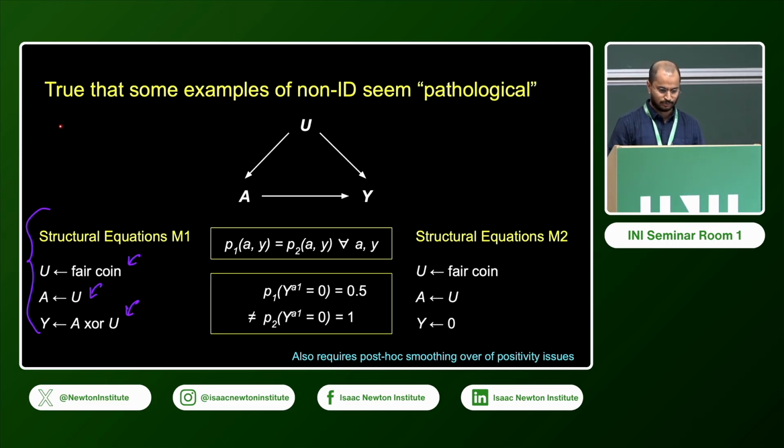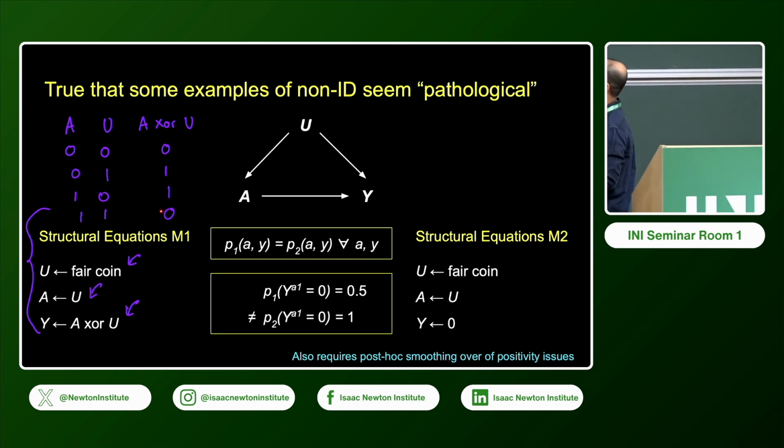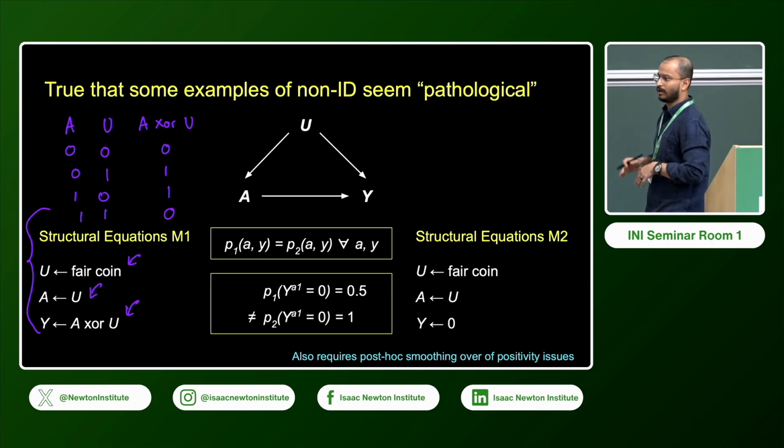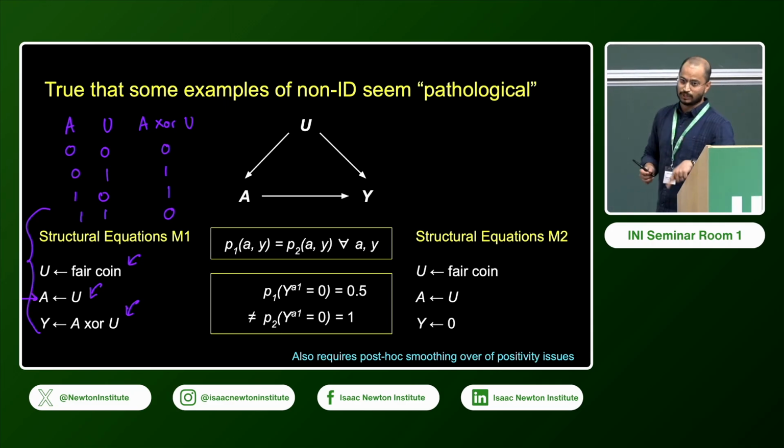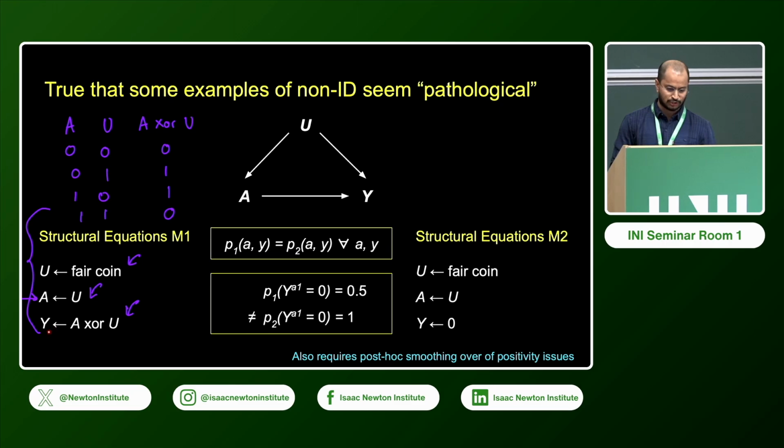For those of you who are maybe unfamiliar with the exclusive OR, this is the truth table. For 0 and 0, A XOR U is also 0. For 0 and 1, it's 1. For 1 and 0, it's 1. For 1 and 1, it's 0. So it's only when the two values differ that you get a 1, otherwise you get a 0. So you can see that because A is deterministically equal to U, A XOR U will always give you 0. So what that means is that in this model, Y is always 0. Okay, so that's the first model.